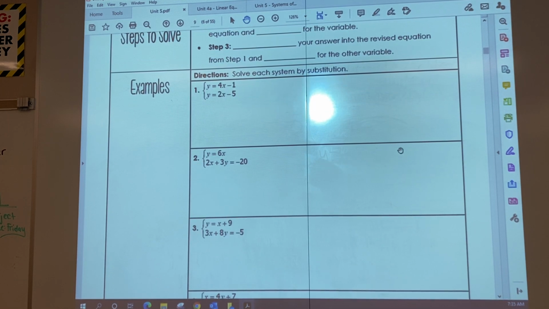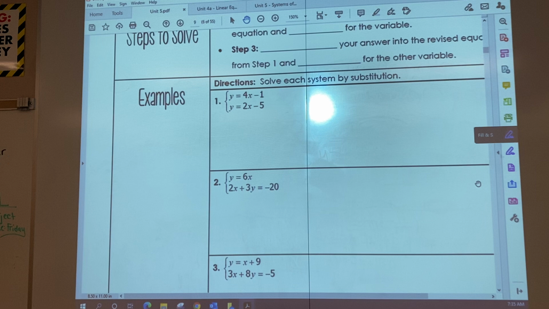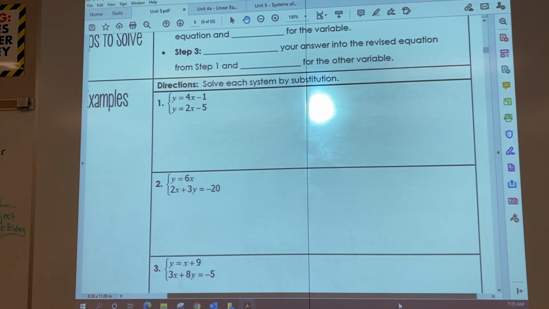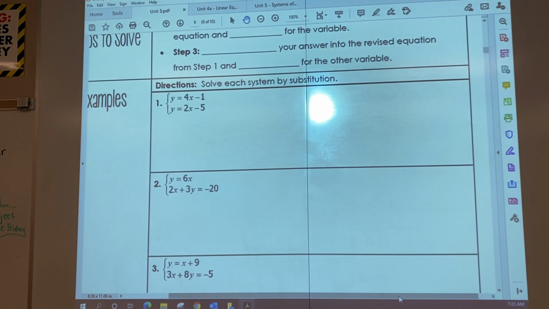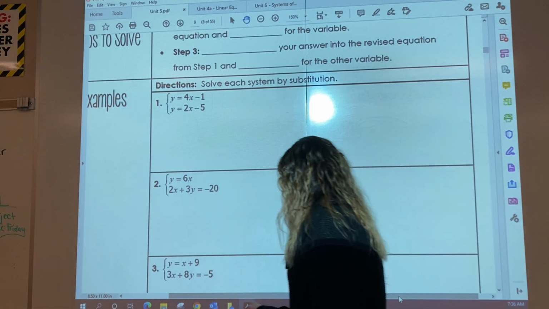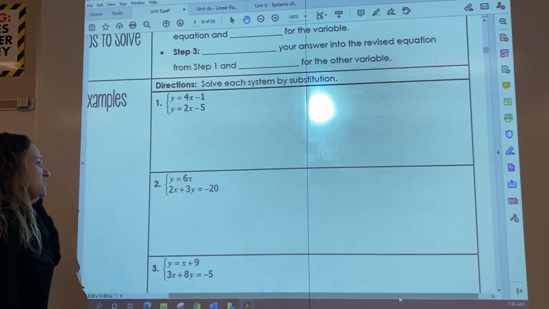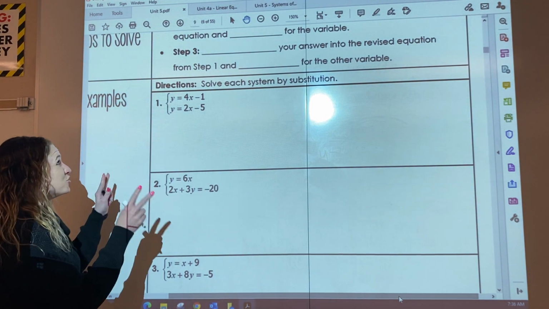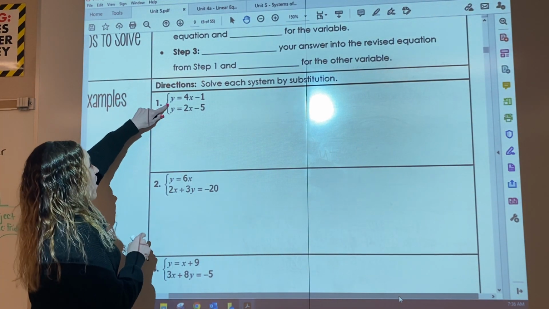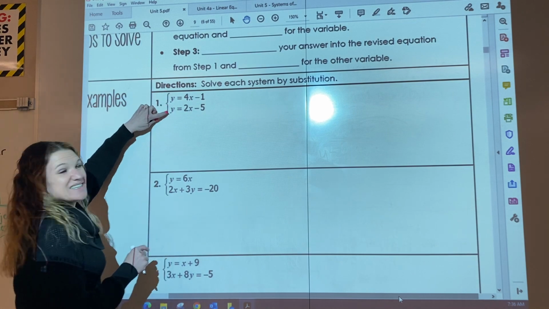Alrighty, so here's our first example. And we're really lucky with this first example because we have two equations that are already solved for y. And that's our ultimate goal. Let me just make this a little bit bigger so you can definitely see it. Alrighty. So here's our examples. Our first step told us to solve one of our equations for a variable. Well, as you can see, we have two equations solved for a variable. y equals, see this one's solved for y, as is this one.